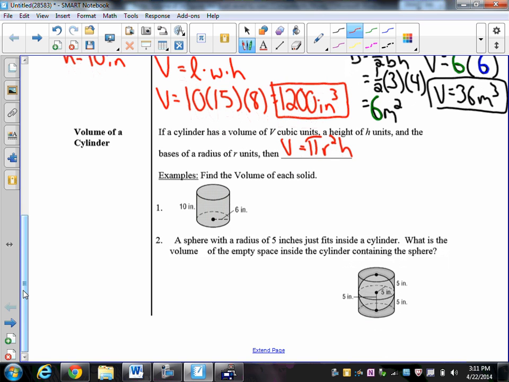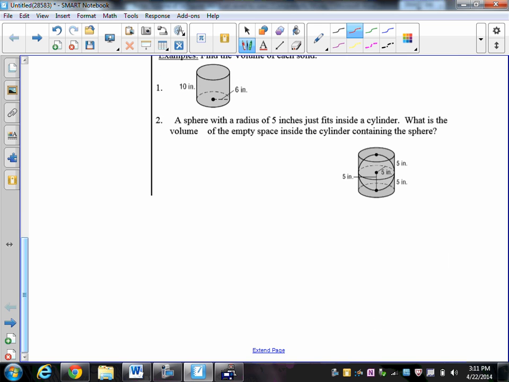Let's do number 2 because that's more complicated. Number 2 says, what is the volume of the empty space? So remember, whenever we look at word problems, we're looking for which, what, where, some question we want to solve, what we're trying to find. So our game plan here is the volume is going to be the volume of the cylinder minus the volume of the sphere. Because if you think about it, the empty space is wherever the sphere is not.